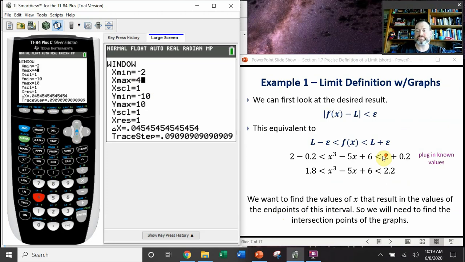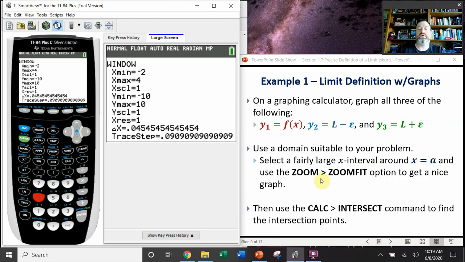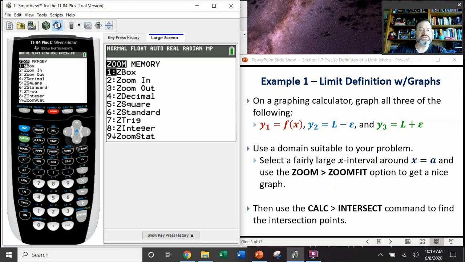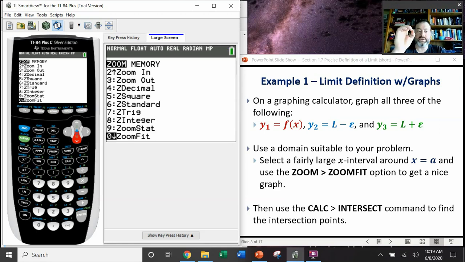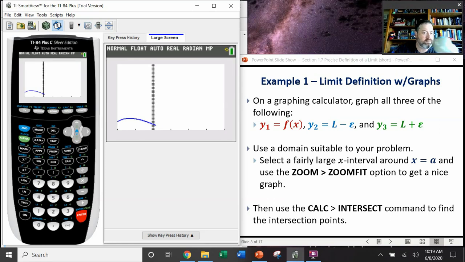And then I'm going to use zoom fit to do the rest. So I picked like a fairly large x interval. That will guarantee that the graph shows up. Then I'm just going to zoom fit, which is sort of annoying, sort of far down here. You can just type in 0, but it's 0 for zoom fit. Go ahead and click that. The calculator will do everything else. Right, we already know what the function looks like. Should intersect twice, right? So we can see that this function does indeed intersect.